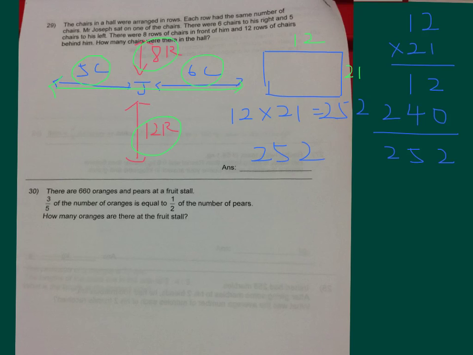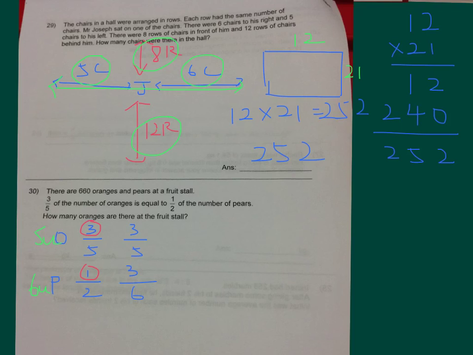There are 660 oranges and pears at the fruit store. 3 over 5 of the oranges is equal to half of the number of pears. Pears is half. Remember, you must make the number on top the same. So this is still 3 over 5, this would be 3 over 6. So we find out that there are 5 units of orange, or there are 6 units of pear.